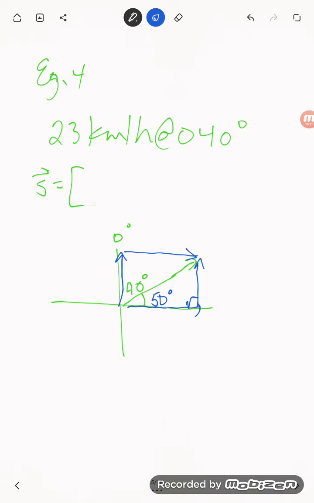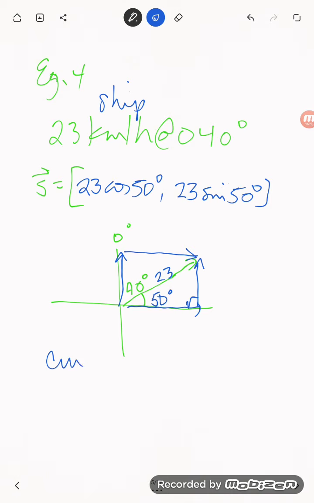So if we do it with the 50 degrees, this is 23, and so my Cartesian vector for the ship's velocity relative to the water is going to be 23 cos of 50 degrees for my horizontal component and 23 sine of 50 degrees for my vertical component. And then I need to do the same for the current. So this was the ship.